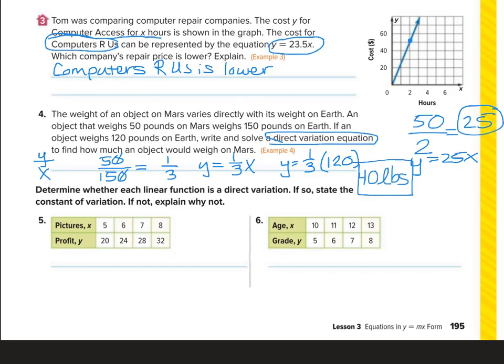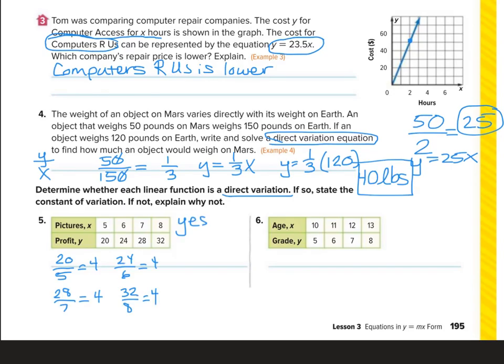Determine whether each linear function is a direct variation. If so, state the constant of variation. If not, explain why not. In order for something to have a direct variation, the ratios of y to x all need to be equal. So for number 5, if 20 over 5 equals 4, 24 over 6 needs to equal 4, which it does. 28 over 7 equals 4, and 32 over 8 also equals 4.